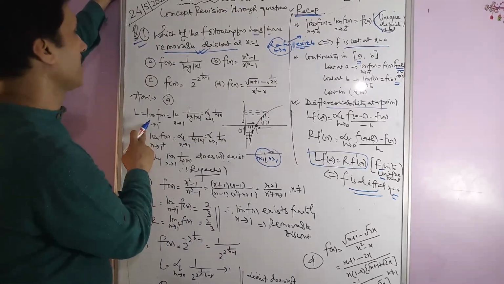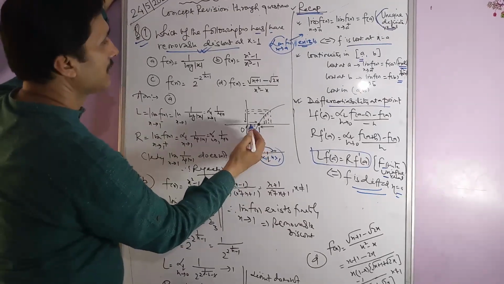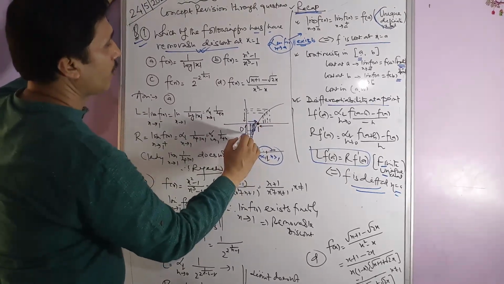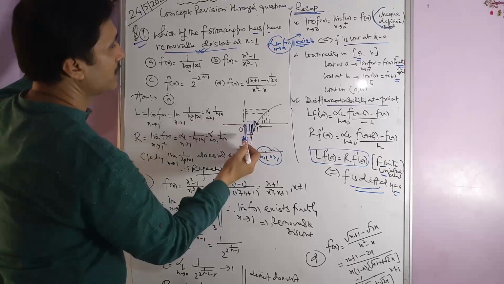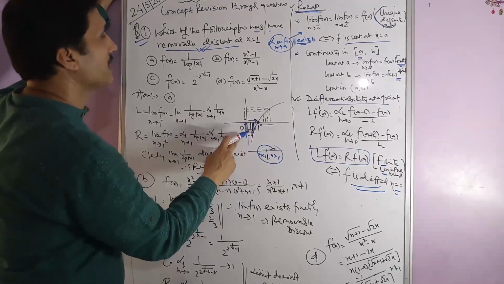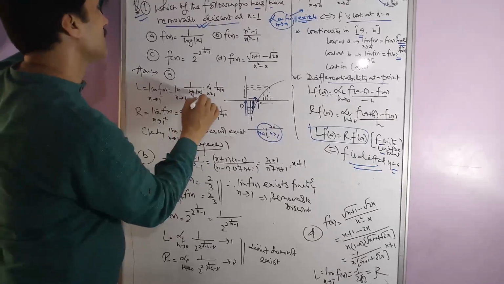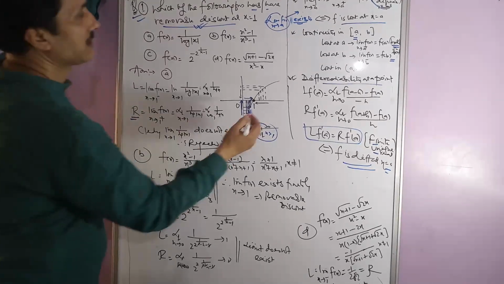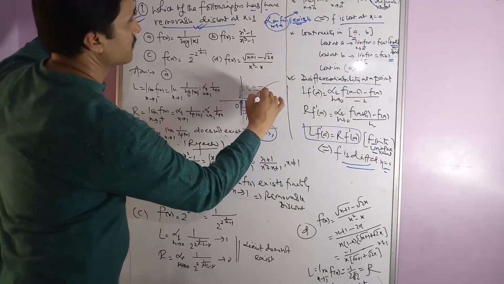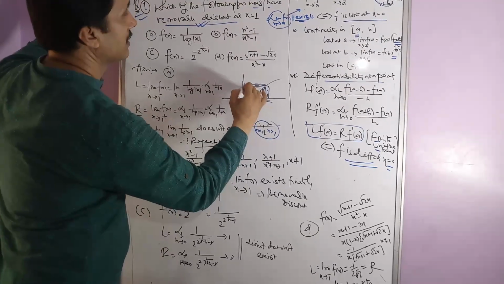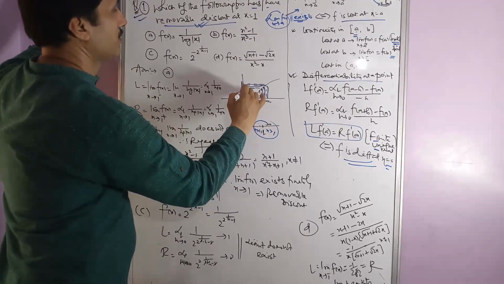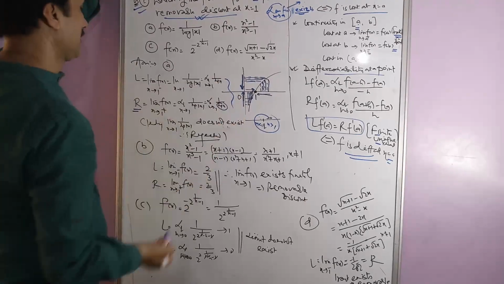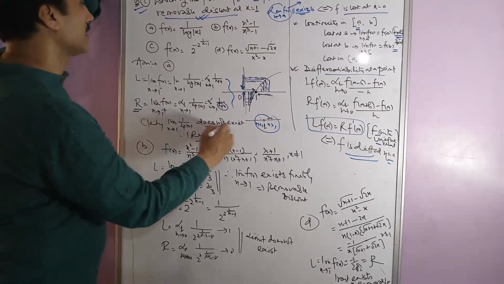Here x tends to 1 from the left. The corresponding value of log x tends to 0 from below, so obviously 1 upon this tends to minus infinity. Again when x tends to 1 from the right, the corresponding value of log x tends to 0 from the right, so 1 upon this tends to infinity. Clearly the limit of f(x) as x tends to 1 does not exist finitely in this case.